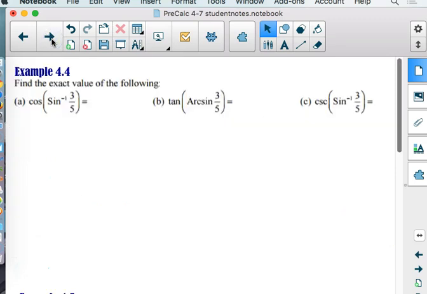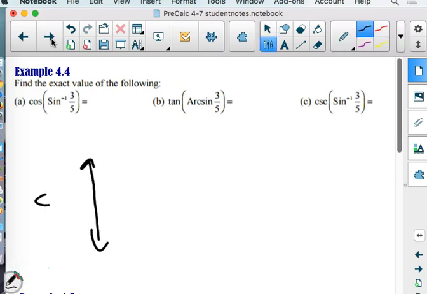So away we go. We're going to find them all. Find the exact value of the following. Hold up. 3 and 5. That doesn't sound like a special 30, 60, 90 or 45, 45, 90. Maybe we better get a drawing. Maybe this is something we're supposed to know anyway, even though it's not one of our 30, 60, 90 or 45, 45, 90s. Obviously, we're supposed to find exact values. We should be able to do this.